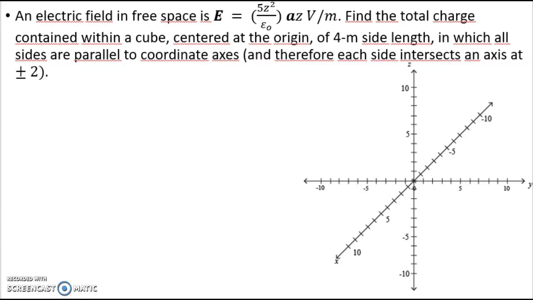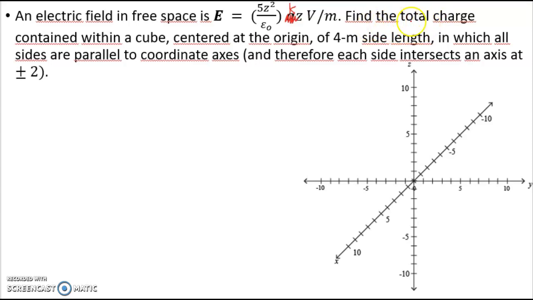Electric storms Hamburg. Problem 1. We get an electric field in free space expressed as E equals 5z squared over epsilon 0 in the k direction, volts per meter. Now, this k direction is exactly the same as saying up and down along the z axis. And volts per meter, it's the same as saying Newtons per coulomb. So we're talking about electric fields.